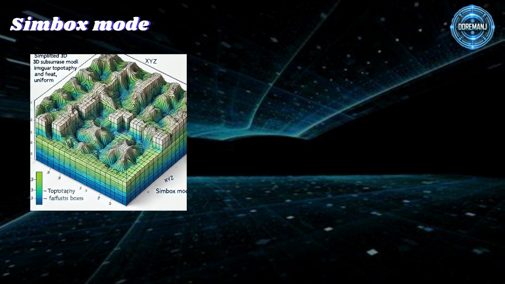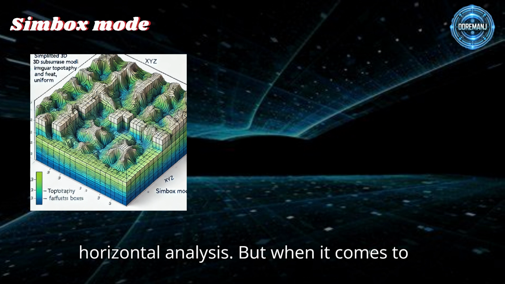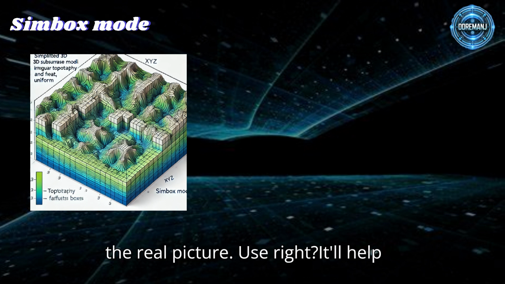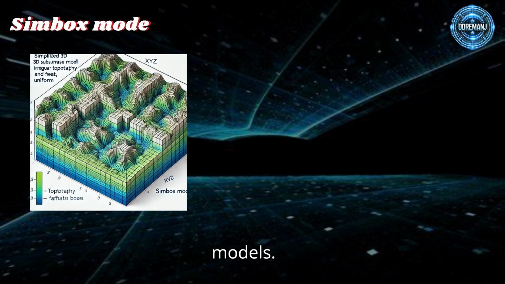Bottom line, Simbox mode is your go-to for clean, horizontal analysis, but when it comes to vertical variability, turn it off to get the real picture. Used right, it'll help you build super accurate geological models.